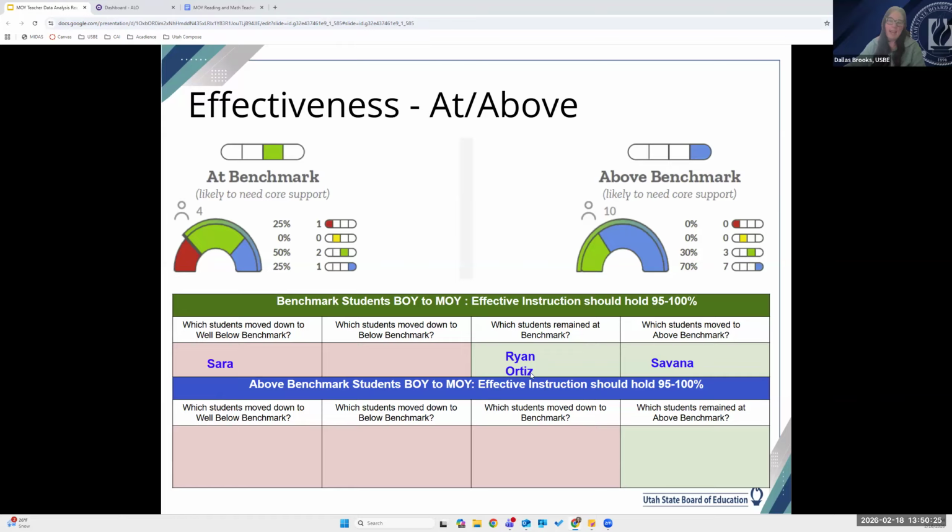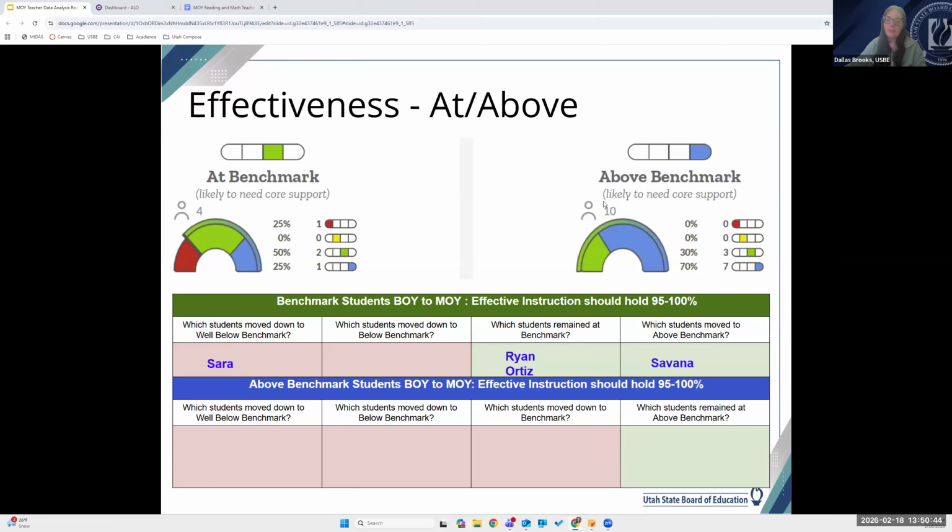Ryan and Ortiz, they stayed in my green here. And if they're at benchmark beginning of year and they stay at benchmark middle of year, that's okay. We still want to be pushing to get them into that blue, but we really just want to make sure they're not slipping backwards.